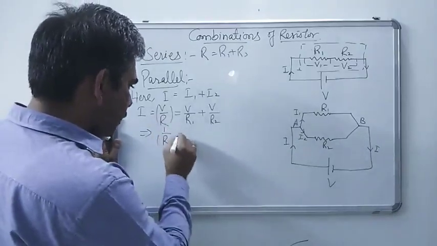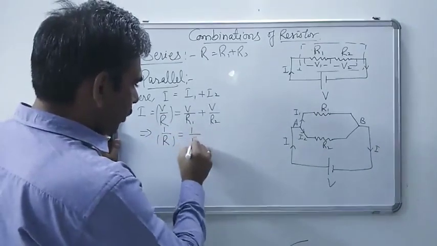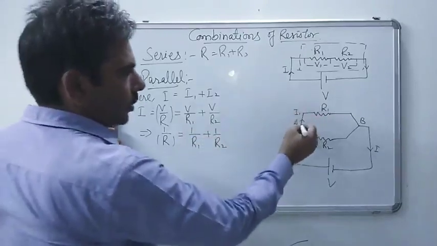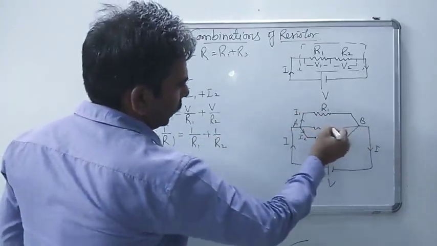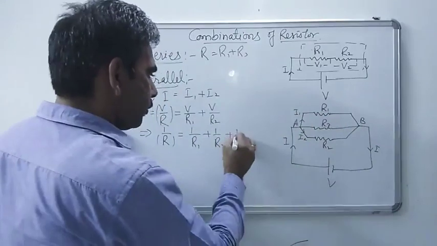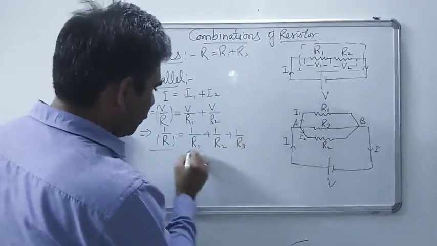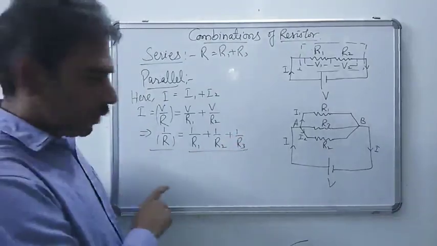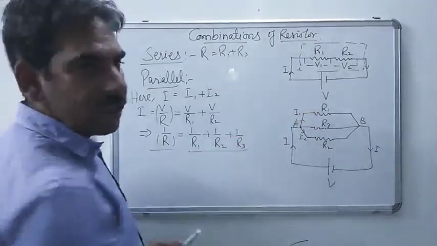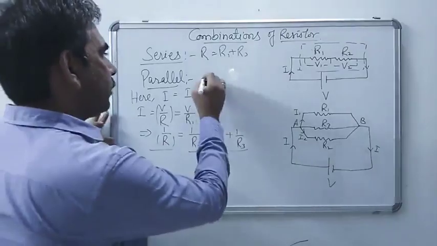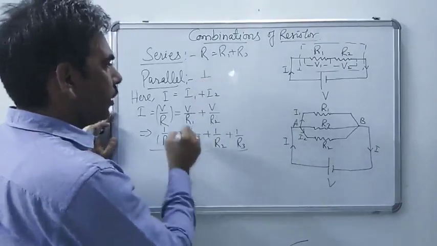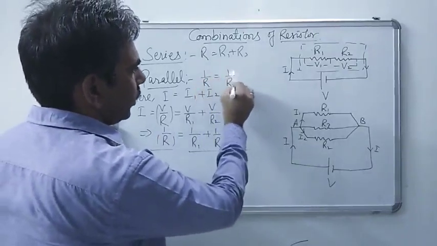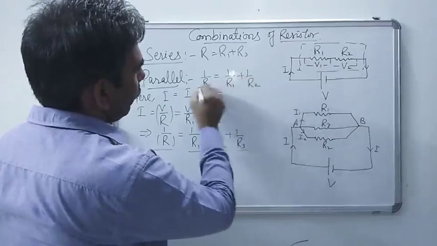So 1 upon R, on the left hand side, is given to be 1 upon R1 plus 1 upon R2. If we have another resistor connected which is also in parallel, we write 1 upon R3. So when reciprocals of these are added, we get the formula so that we can calculate the effective resistance R from the circuit. So the formula to calculate the effective resistance R in parallel combination is given by 1 upon R equal to 1 upon R1 plus 1 upon R2.